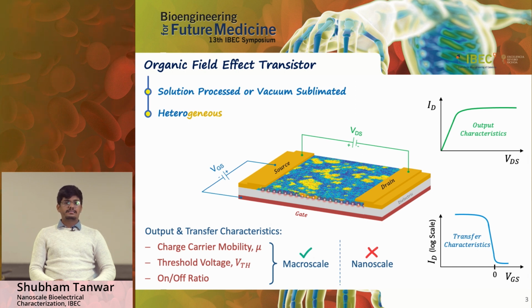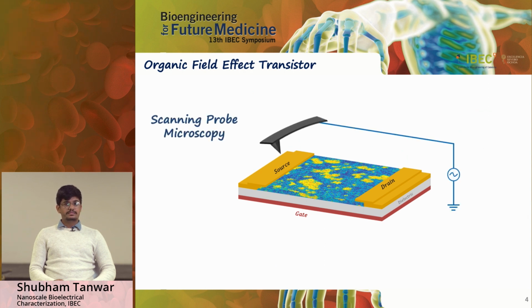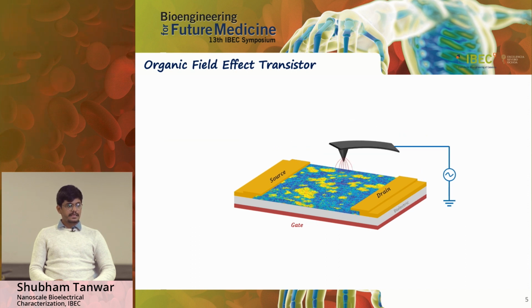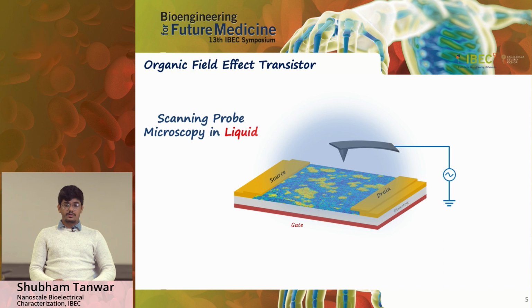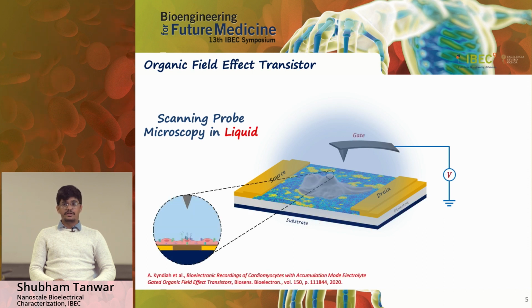So we need a scanning probe microscopy which can probe these nanoscale structures during operation. So scanning probe microscopy is a must. Measurements in air are pretty standard now, but when we do measurements in liquid, there is a lot of complex phenomena that we have to take into account, which is necessary for applications like biosensing. To do nanoscale measurements in liquid, generally the transistor is gated with the help of the cantilever, as shown here.